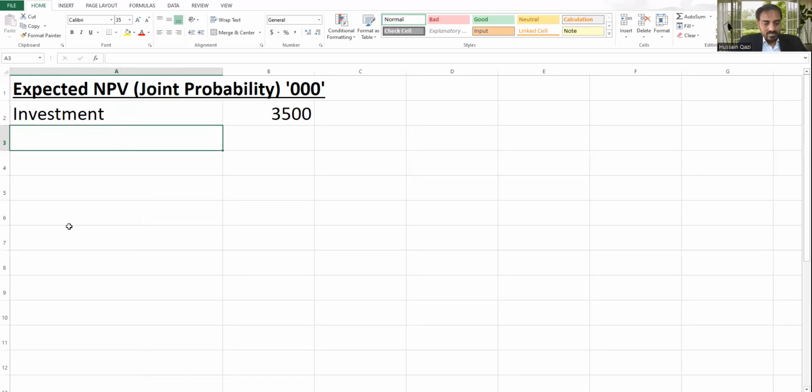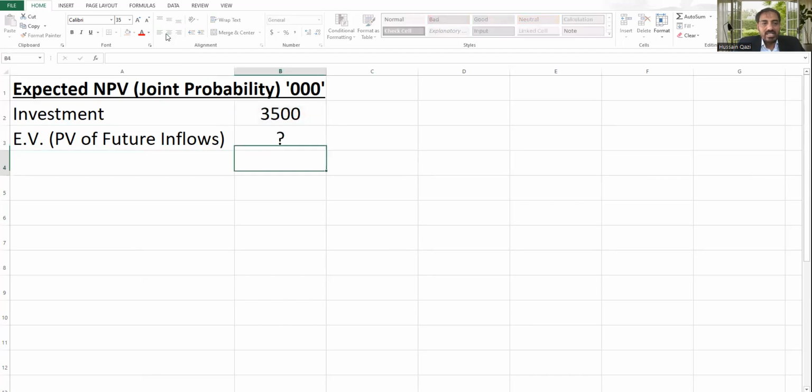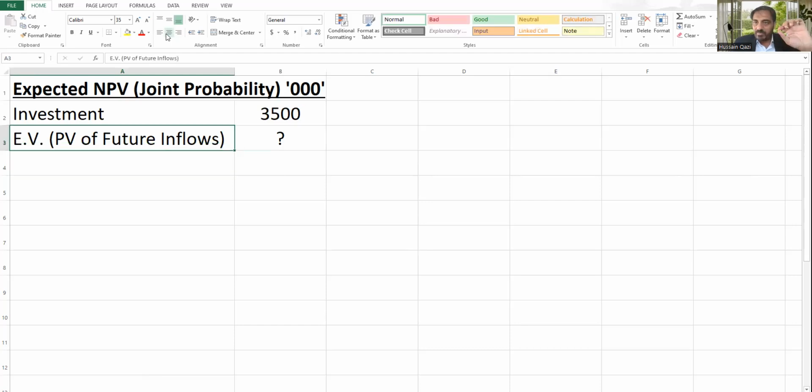Number two, expected value of present value of future inflows. Investment is 3,500, and we need to calculate expected future cash inflows. EV means expected value. And expected value of what? Present value of future inflows.